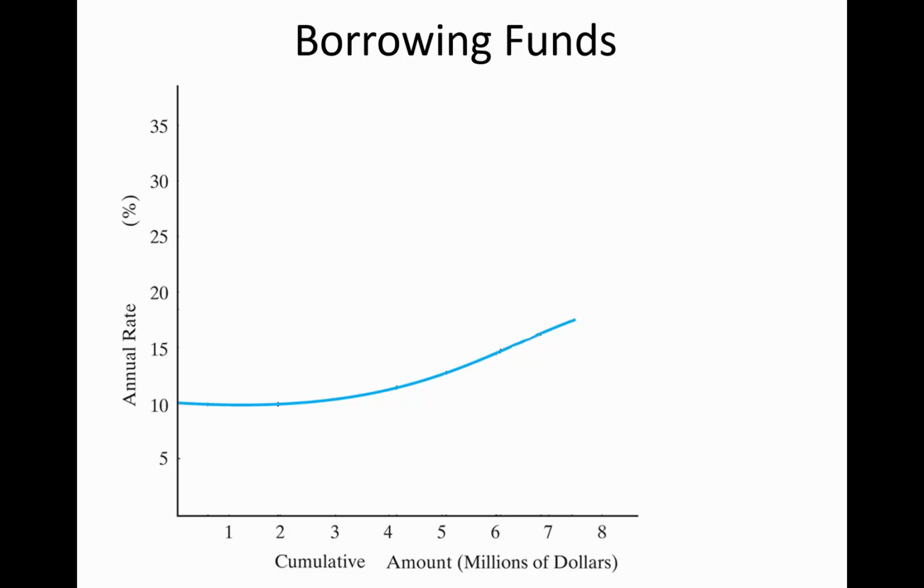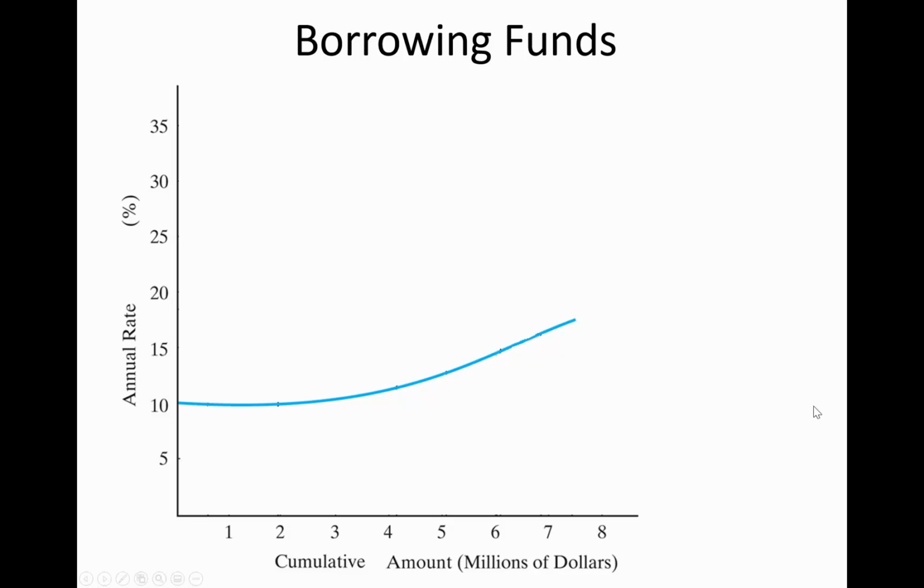And so what this figure and the curve is showing is that, for example, if the company wants to borrow $1 million, they have to pay 10% interest. If the company wants to borrow $2 million, they are also paying 10% interest. But now suddenly at $3 million, the interest rate is a little bit higher than it was before. Maybe that's 11%. And the more that they borrow, the higher the interest rate becomes.